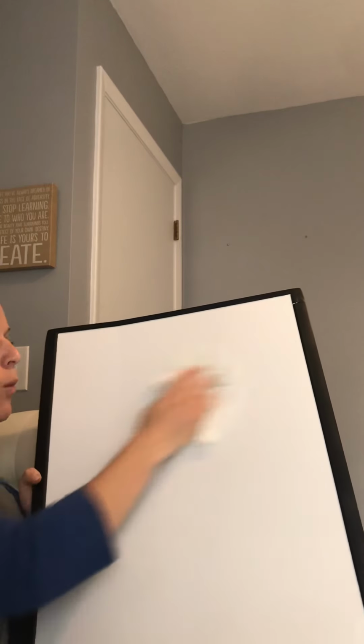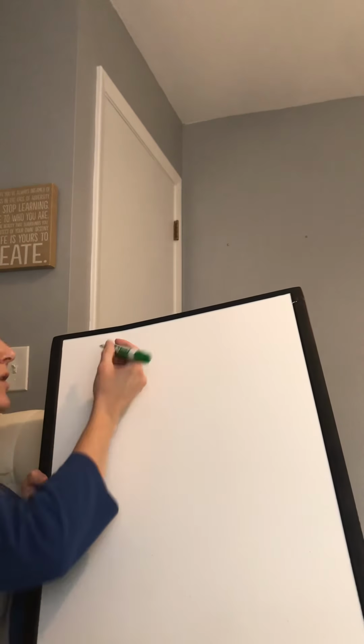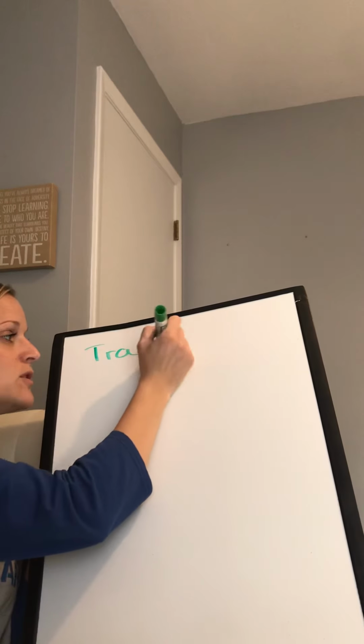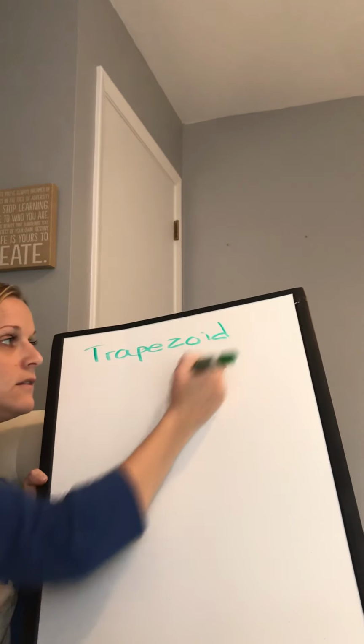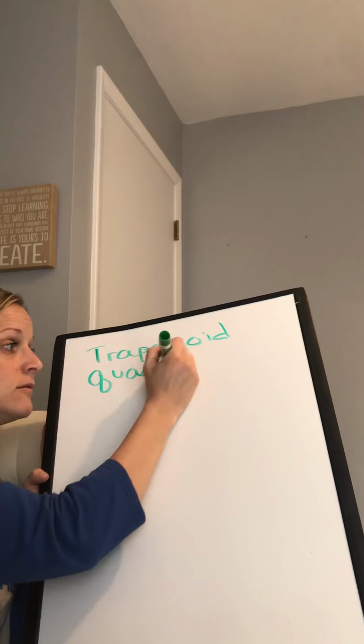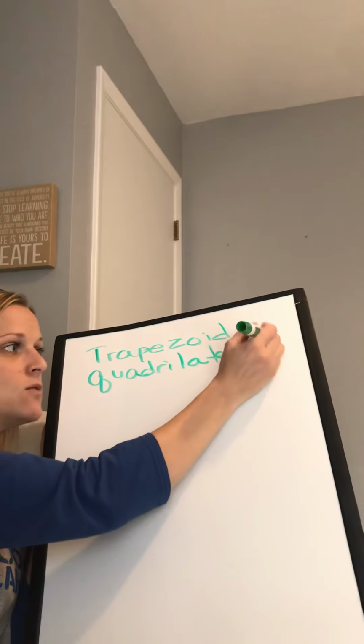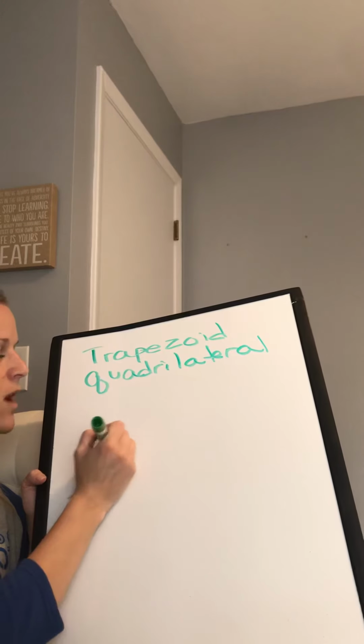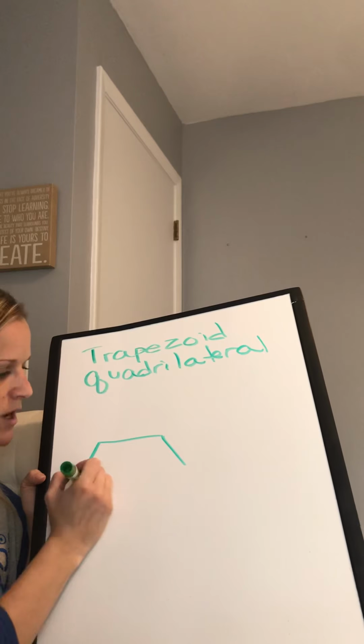Let's see. What are some names I could give a trapezoid? So we have a trapezoid. And now a trapezoid is also a quadrilateral. It has 4 sides. And it has 4 angles. So that's a quadrilateral.